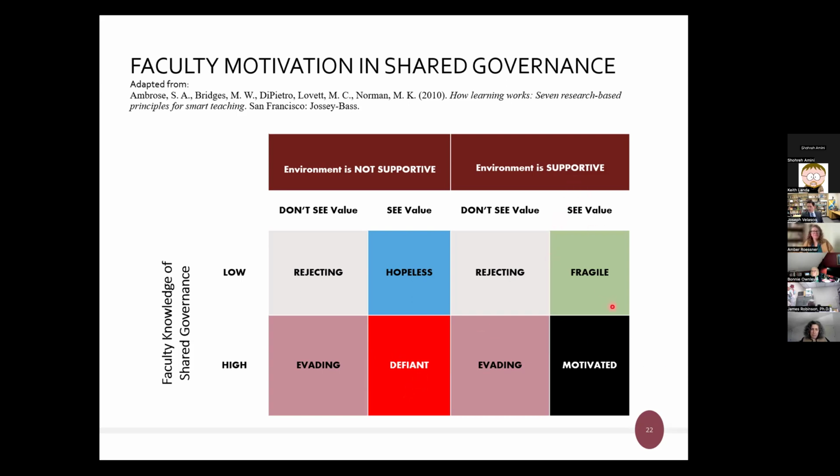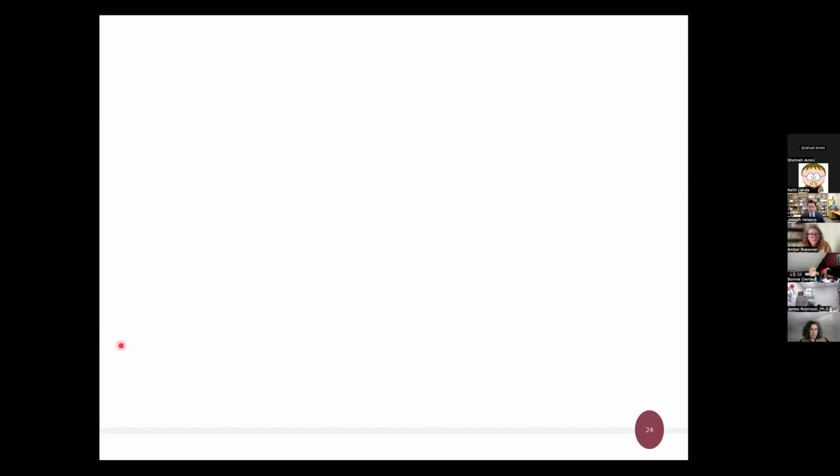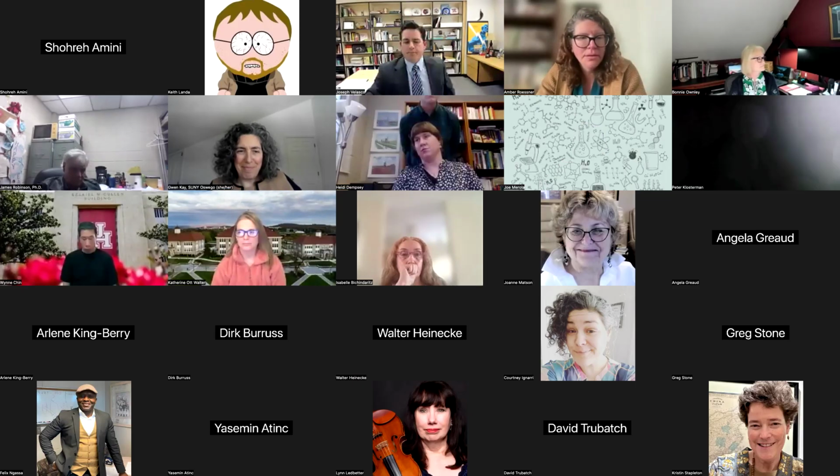Let's just go to what we're aiming for here, which is motivated. We want to see the value in being in a supportive environment and have higher knowledge of shared governance. And hopefully be around people that are motivated as well. I mean, there's little work that can be done if you're just one motivated person on your campus. It can be very sad and very lonely. I'm going to go ahead and pause there and stop sharing. I got to remember to click that.